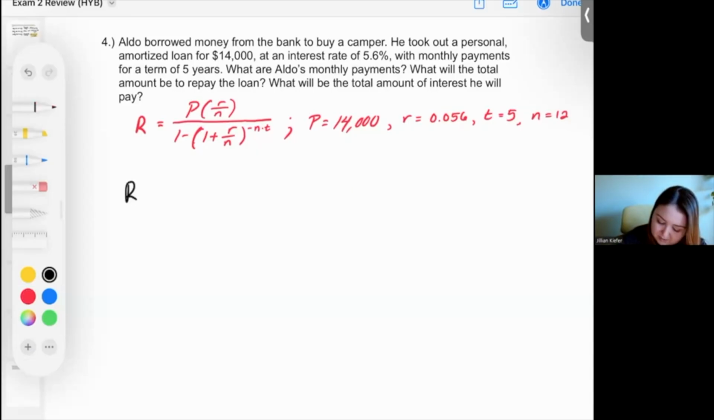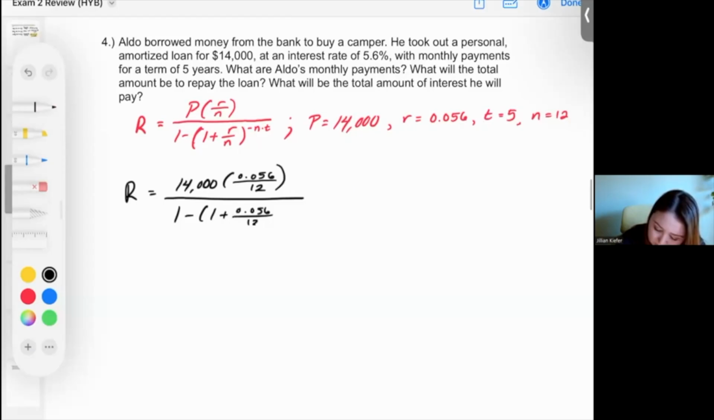So our monthly payments will be equal to 14,000 times 0.056 divided by 12, all divided by 1 minus 1 plus 0.056 divided by 12, all to the power of negative 12 times 5 in the exponent's place. So we're going to want to know what that equals. We need to plug this into our calculator.